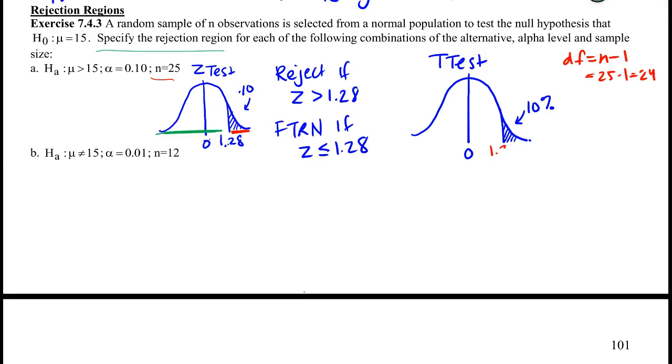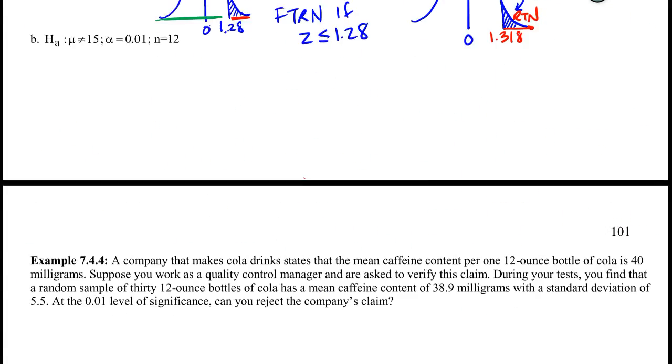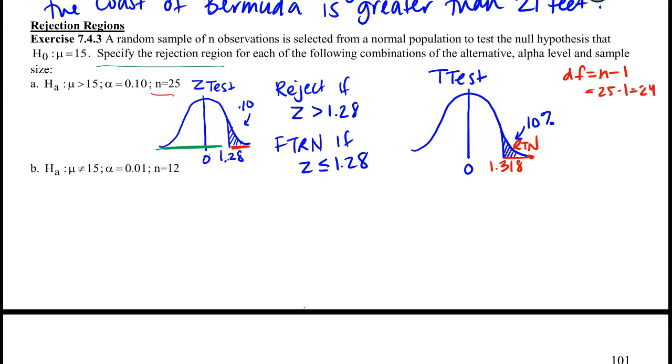So 1.318. Anything greater than that would be rejection, because it would have a smaller amount of area in the curve. Anything bigger than that would be rejection, whereas anything smaller than that would be fail to reject the null. So our rejection region would be any t greater than 1.318. All right? So if you want to try out the next one, I'll go ahead and break it into another video.